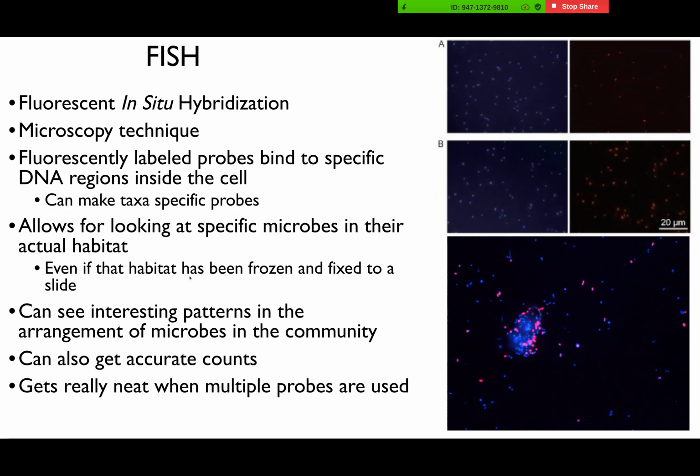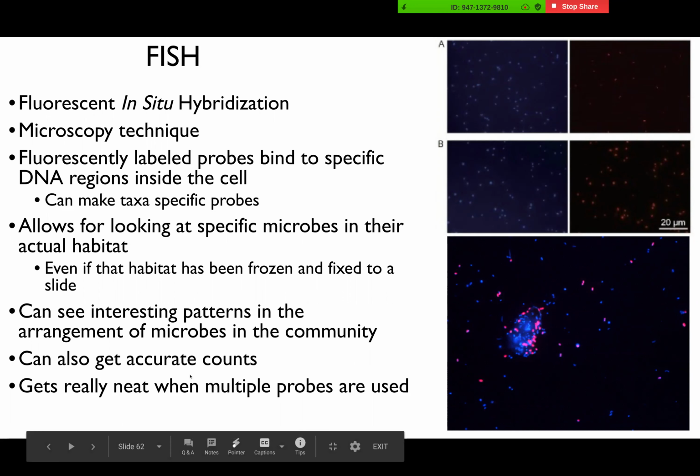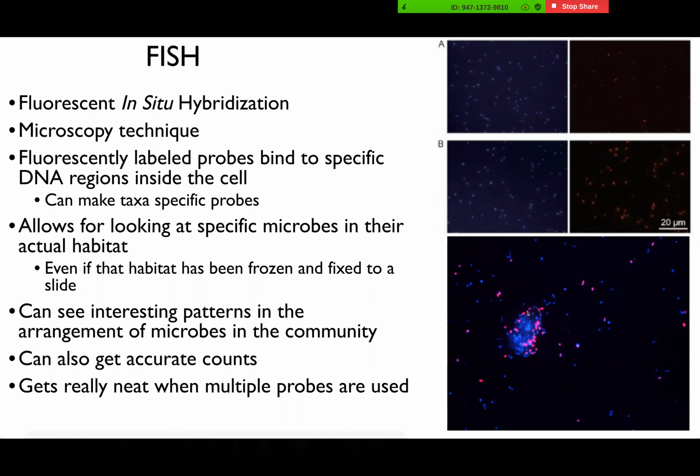So it allows you to look at specific microbes in their actual habitat, even if that microbe has been frozen or fixed to a slide. So it's a really handy way. And what FISH can do is give us interesting patterns in the microbial community as they're arranged physically in 3D space. But it can also answer the question of how many microbes are present. And where FISH becomes really cool, it's not in pictures like this where we have just one microbe and how it's 3D oriented to other microbes. So pink versus bluish purple here.